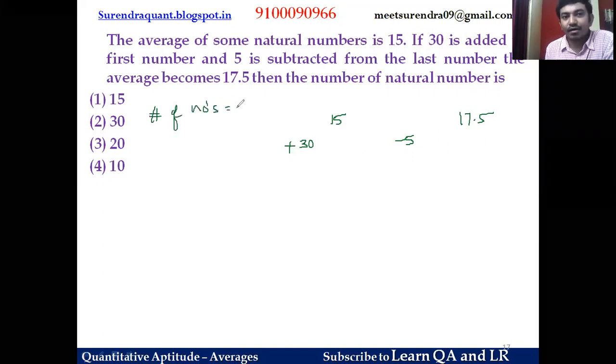The number of numbers is x. So what is the average of all such numbers? 15. So what is the sum? Average into number of numbers is the sum, right? So 15 into x, 15x is the sum.